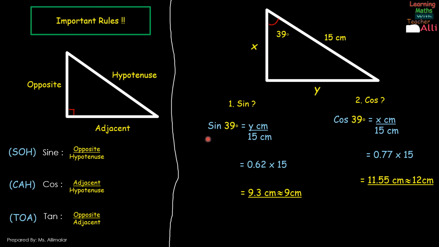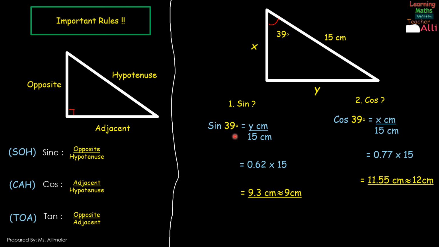Very simple. Use your calculator. Just press sine 39. You will get this value, 0.62. Of course, you will have more numbers at the back. Of course, you cannot write all the numbers, right? Okay. Always for the safe side, take 2 numbers after the decimal point. It will be more accurate. Don't worry about it. 0.62. How do we get 0.62? You need to take your calculator, press sine 39. You will get 0.62.